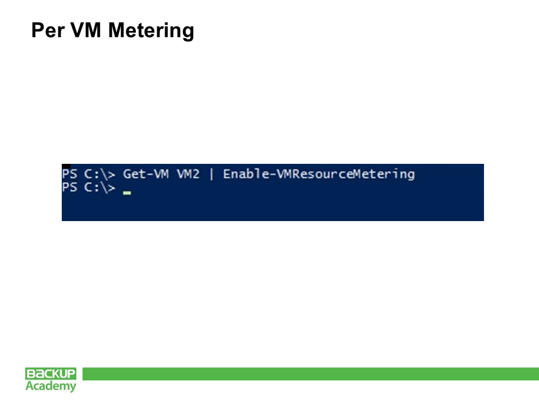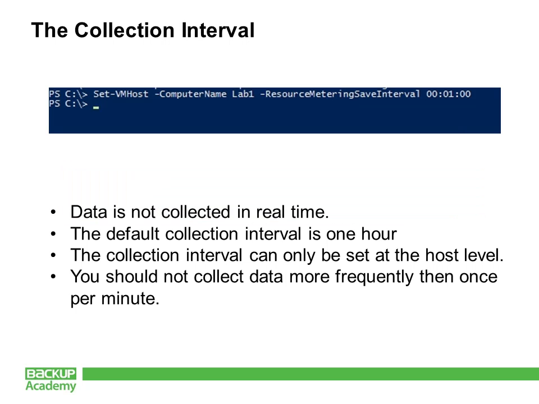So very, very simple. Now, the one thing that you need to understand about the resource metering process is that the resource collection doesn't happen in real time. You're not going to get real-time reporting off of Hyper-V resource metering. Instead, by default, resource metering data is collected hourly, but you can change that. As a matter of fact, on this slide, I show you how to change it. If you want to change the collection interval, what you do is use the set-vmhost commandlet, and then you specify the name of the host server using the computer name parameter, and then you add the ResourceMeteringSaveInterval parameter, and then your save frequency. In this case, I've got it set to 1 minute.